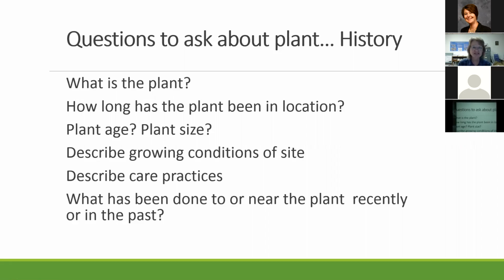This is a question that we might tend to forget until we can't solve the problem. We're like, well, this is weird, or I don't know what's going on. And then I'll remember to ask, have you done anything near or to the plant? Have you dug an underground line? Have you put in a new foundation around your home? Something like that. What else?